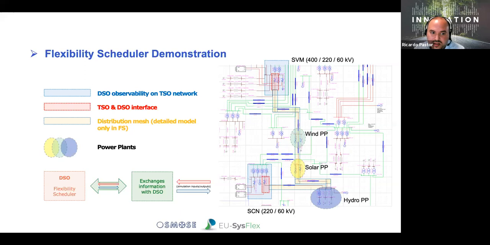After we have this information, the data is exchanged within the Opal system and the flexibility schedule, and we can validate the results as well by retrieving this information from the FES to the HyperSim and doing all the simulations and validating if the limits are kept within the defined range. I think we can move.